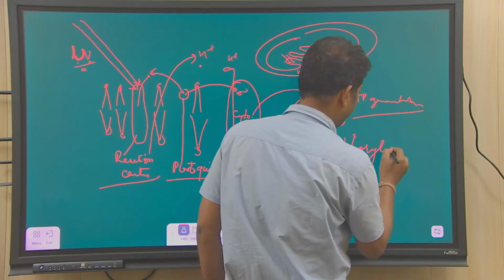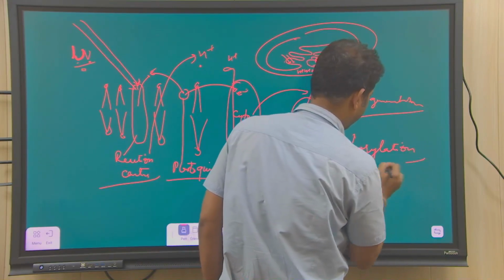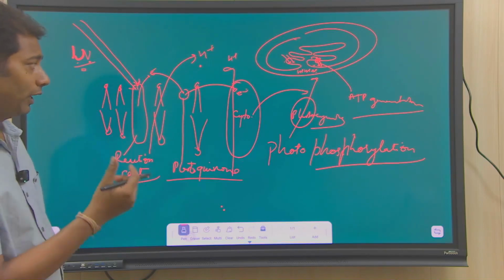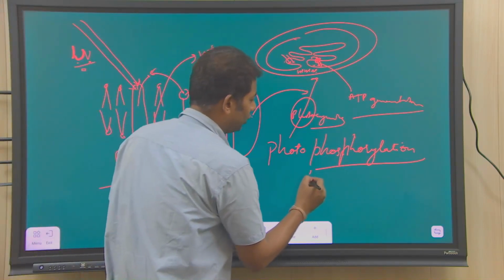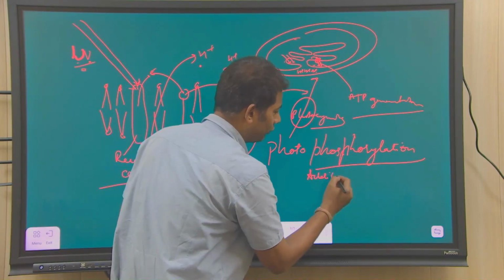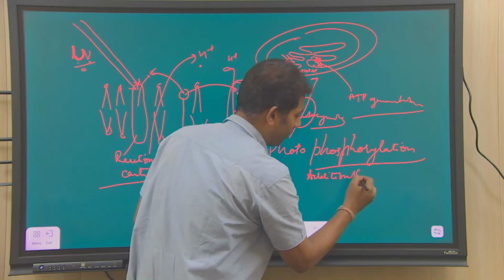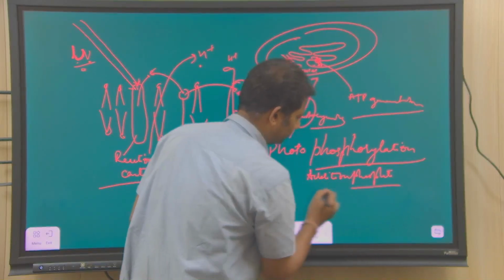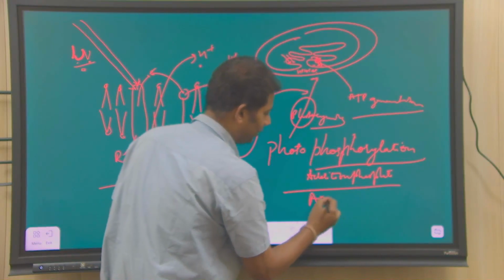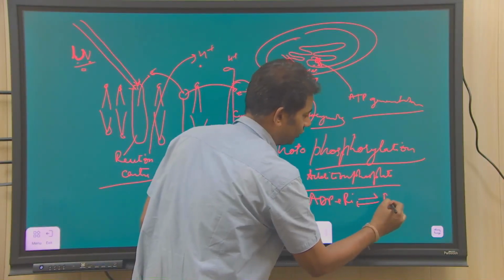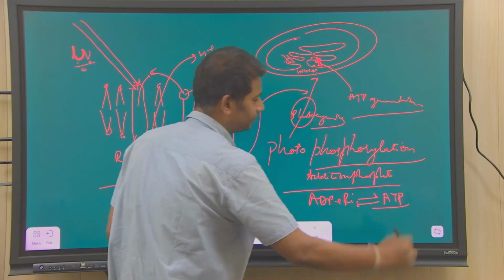Phosphorylation means addition of phosphate. So ADP plus phosphate means phosphorylation and formation of ATP.